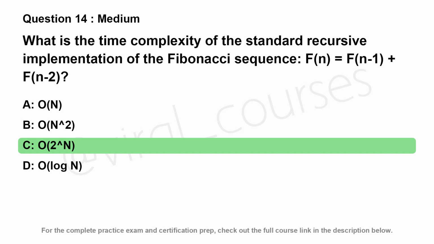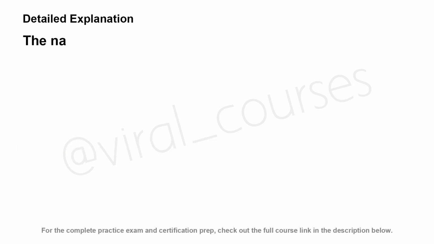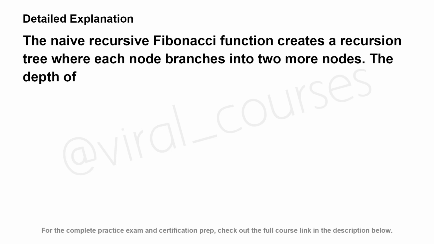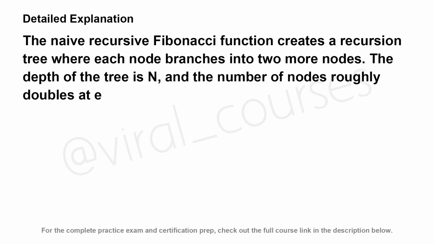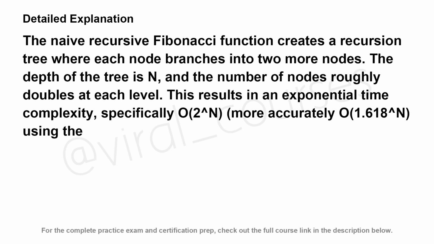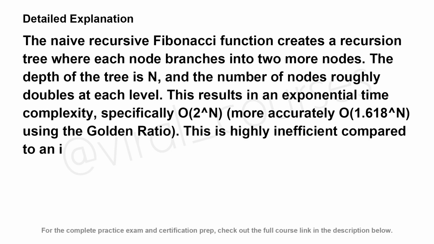The correct answer is C. The naive recursive Fibonacci function creates a recursion tree where each node branches into two more nodes. The depth of the tree is n, and the number of nodes roughly doubles at each level. This results in an exponential time complexity, specifically O(2 to the n), more accurately O(1.618 to the n), using the golden ratio. This is highly inefficient compared to an iterative O(n) approach.